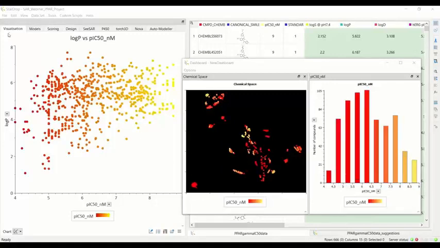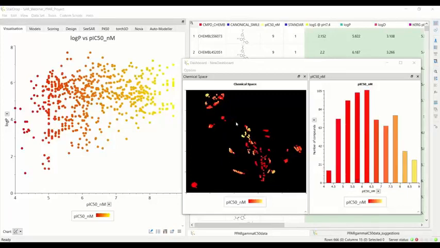On the left-hand side, we have our visualization tab where I'm just plotting log P versus pIC50. You can see that there is an unfortunate correlation in terms of a trend that the highly active compounds do happen to be the most lipophilic. But lipophilicity isn't the be-all and end-all. It is necessary but not sufficient.